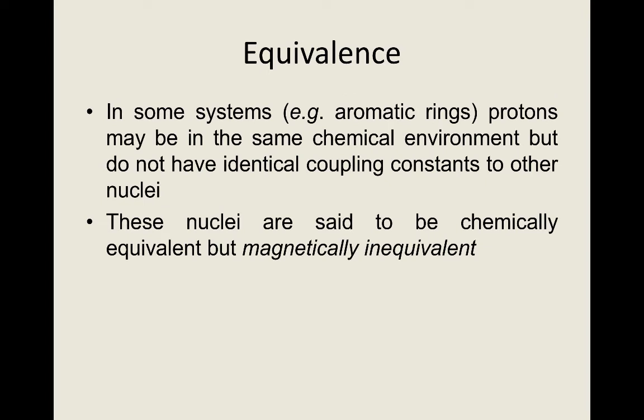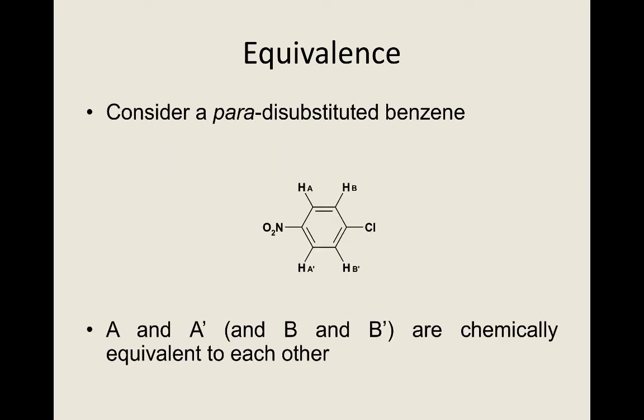In some systems, particularly aromatic rings, protons may be in the same chemical environment due to symmetry, but because of constrained geometry, do not couple to other protons on the ring in the same ways. We describe such protons as chemically equivalent, but magnetically inequivalent. Let's look at an example.